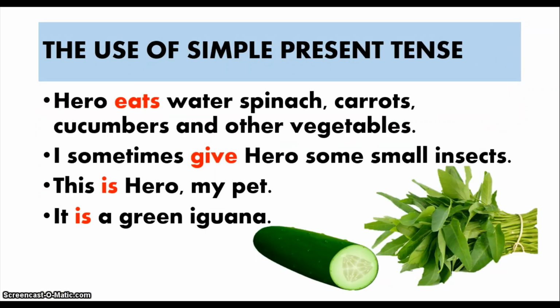The next one is the use of simple present tense. Here, this is from the text about Hiro. We have found that Hiro eats boiled spinach. So eats here shows that the verb is in present tense, right? And then, it sometimes gives, not gave, because it is present, okay? And then the use of attributive verbs like is, am, or are. This is the example: This is Hiro, my pet. It is a green iguana.